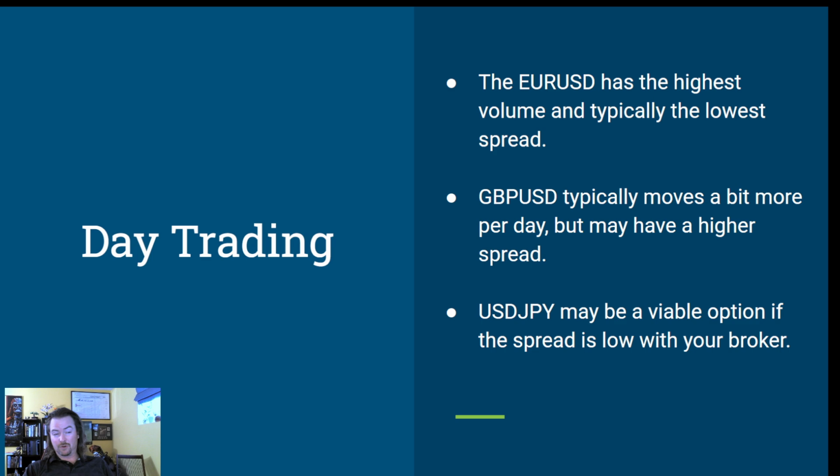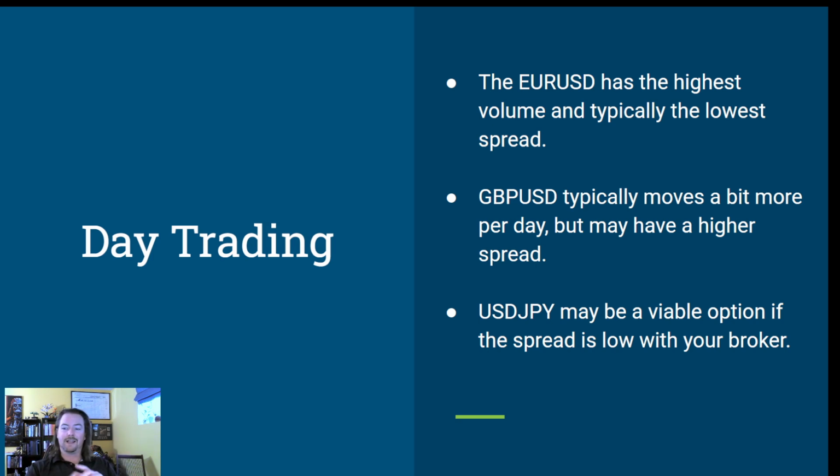The British pound US dollar tends to move a little bit more each day, on average about 20 to 25% more per day. So if the Euro USD is moving 100 pips a day, then the British pound US dollar tends to move about 120 to 125. That is going to vary over time a little bit, but just something to keep in mind. So those are kind of the three main day trading pairs. They all involve the US dollar, so they're going to be somewhat correlated, moving kind of with the US dollar. But you can see which one you like the best.